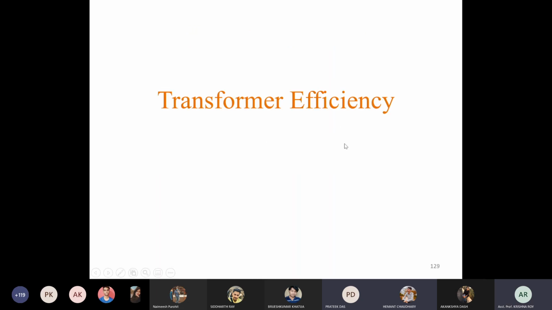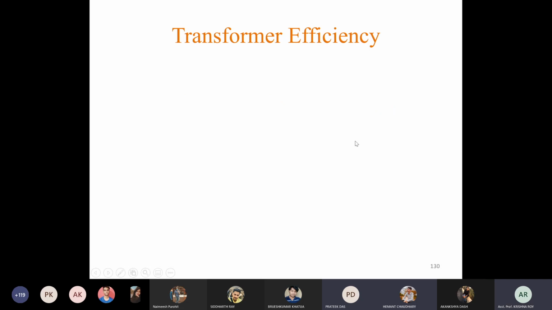Okay, so next is transformer efficiency. As we have seen, there are some losses. Whatever we are giving as input to the primary side, we are not getting that amount of power from the secondary side, because there will be some losses in between, in the core as well as in the transformer winding. So there is the question of efficiency.